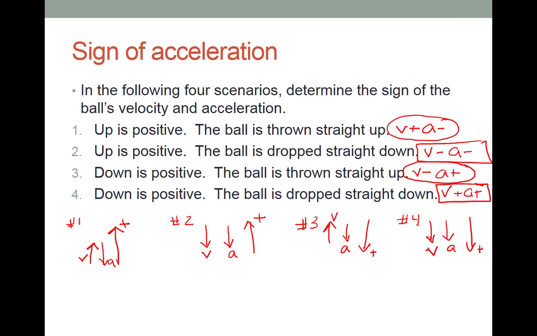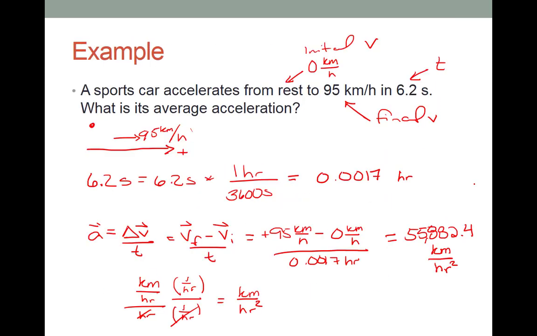If we go back a couple of slides really quick to our example here, we defined our velocity at 95 kilometers per hour in the positive direction. And notice our acceleration that we calculated was positive, indicating that the car sped up from 0 to 95 kilometers per hour. Velocity and acceleration were in the same direction.